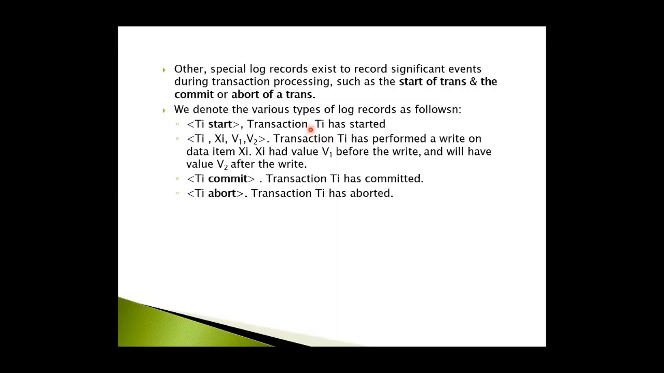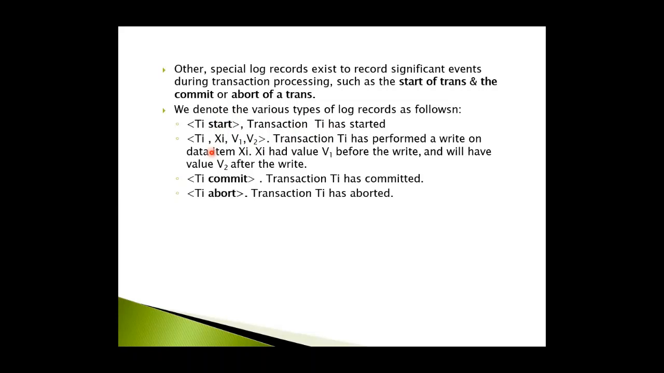Other special log records, those that exist to record significant events in the database during transaction processing, are start of the transaction, commit of the transaction or abort of the transaction. Now, how are these log records written, or what is the typical way of recording such events in your database log? Let us have a look. We denote these various types of log records as follows. TI start. This is nothing but the start of the transaction, a log record which is written in order to signify that transaction TI has started.